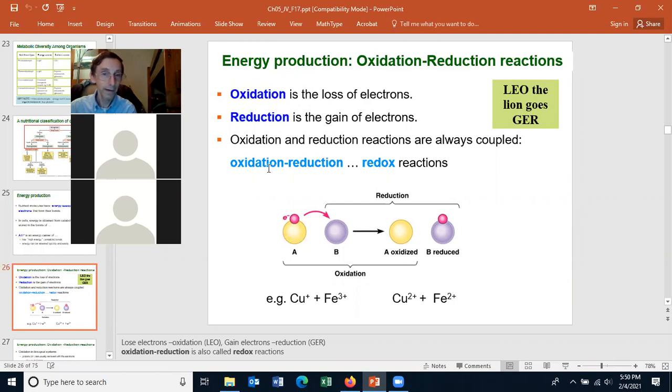And for some reason, they decided that oxidation reduction reactions was just too long to say, so they shortened it to redox reactions, re from reduction, ox from oxidation. It just is the reverse: reduction goes before oxidation when we say redox. So redox means oxidation reduction reactions. One molecule loses the electron, so it's oxidized, molecule A here. B gains the electron, so it becomes reduced. A is oxidized, B is reduced.